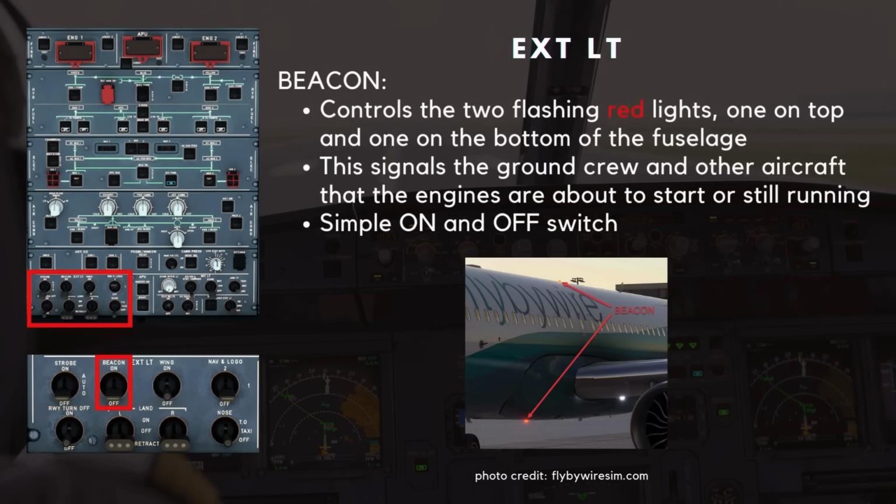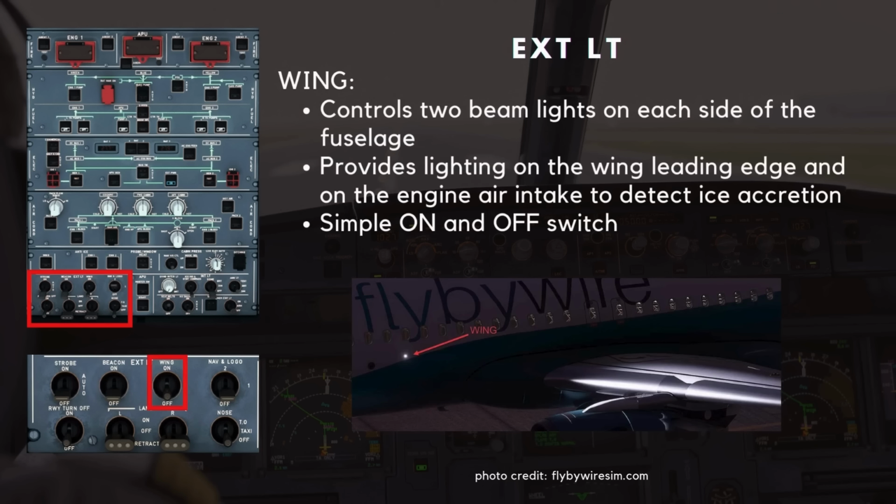Next is the beacon. This switch controls the 2 flashing red lights, one on top and one on the bottom of the fuselage. This signals the ground crew and other aircraft that the engines are about to start or still running. This is a simple on and off switch. The wing switch controls 2 beam lights on each side of the fuselage. These lights provide lighting on the wing leading edge and on the engine air intake to detect ice accretion. This is a simple on and off switch.